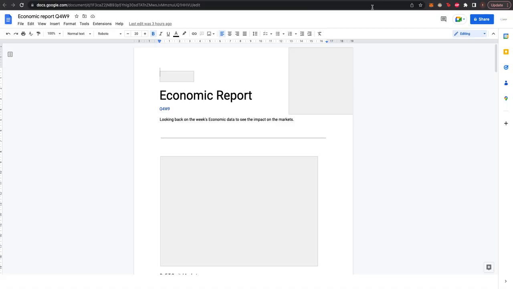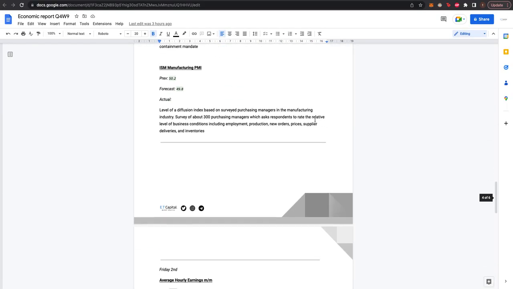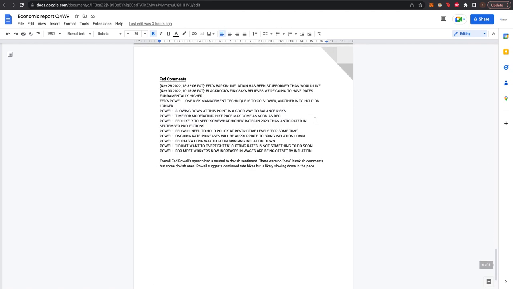So I was paying attention to what he said, and I took track of some of the notes in this economic report that I always write during the week. And I took some note of some of the things he said. He said, for example here, slowing down at this point is a good way to balance risk. And he made various other comments. I tracked the comments, and basically I'm processing the information that's coming out from these economic reports. If there's any major headlines, if there's any major news, I'm looking at what, in this case, Powell is saying, and I'm processing that information.